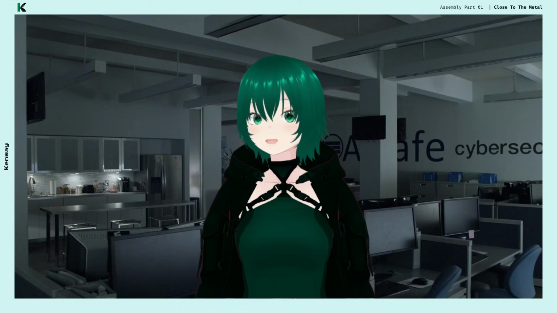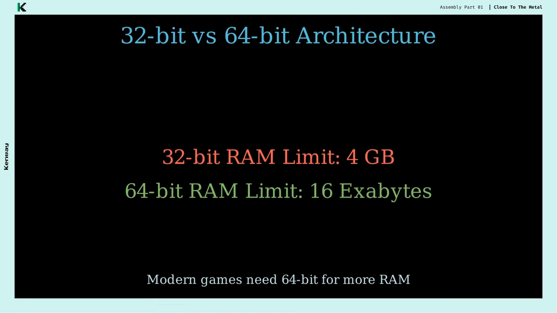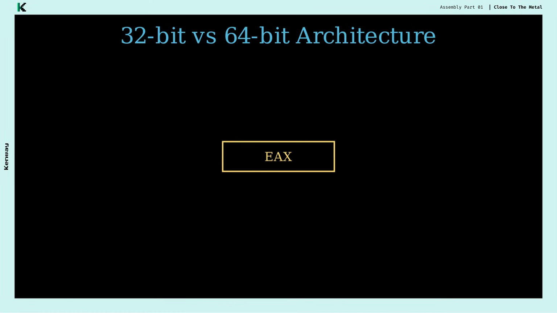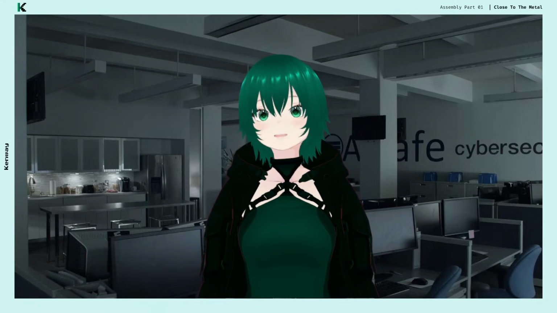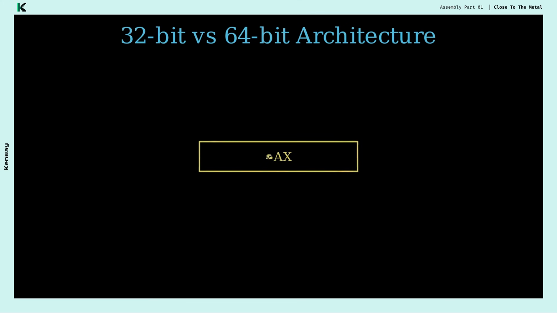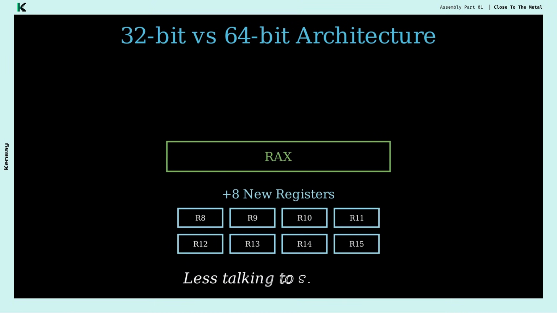In 64-bit, our registers grow. Basically, in 32-bit, we have what we call the EAX register, which is a 32-bit register, while in 64-bit, that EAX register becomes a 64-bit register now called RAX. We also get 8 new registers, which means that our CPU has to talk to the slow RAM much less often.